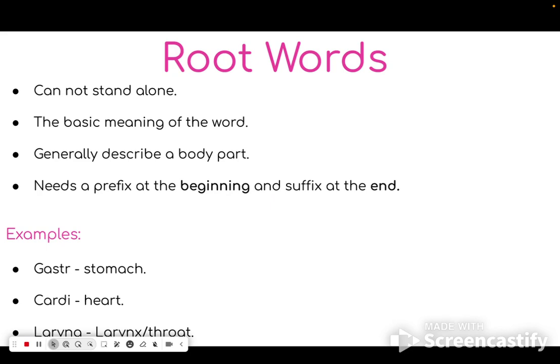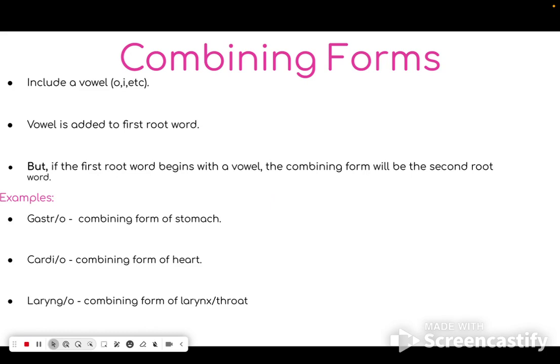The next word part will be combining forms. Combining forms will always include a vowel. The vowel is added to the first root word unless the first root word already begins with a vowel, then the combining form will be the second root word in your term. Some examples of combining forms are gastro, which is the combining form of stomach, cardio, which is the combining form of heart, and laryngo, which is the combining form of larynx or throat.